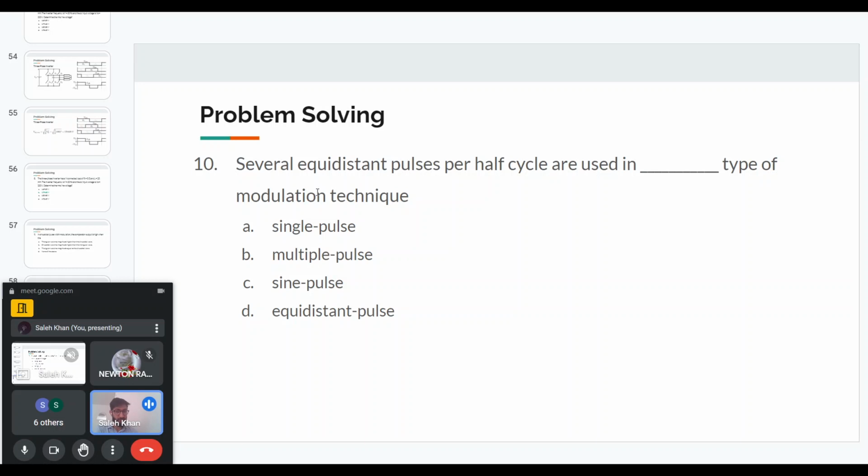The question is asking about several, that means more than one, equidistant, that means the distance between the pulses is the same, and we have several pulses per half cycle. So which type of modulation is this?